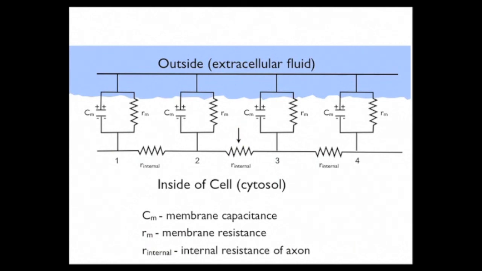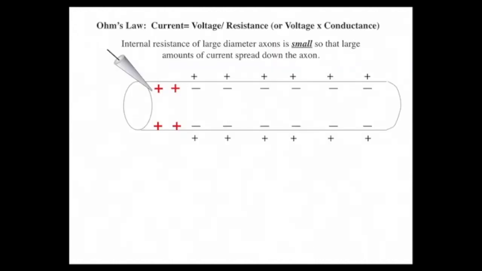So finally, we're going to be considering our internal resistance. That is, the internal resistance of the axon, which is really the simplest because it's only determined by the diameter of the axon. The larger the diameter, the lower the resistance, that is, the higher the conductance, and the smaller the diameter of the axon, the higher the resistance. And let's illustrate that here. Say I have an axon.